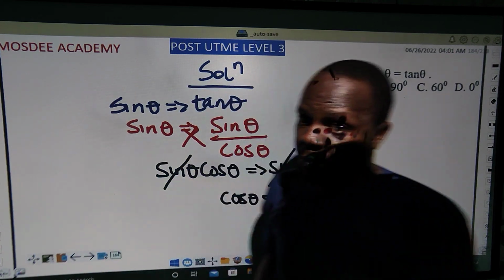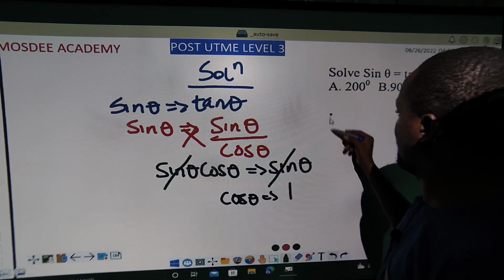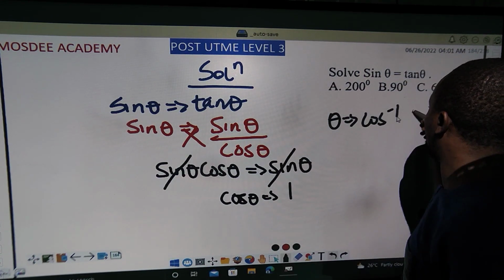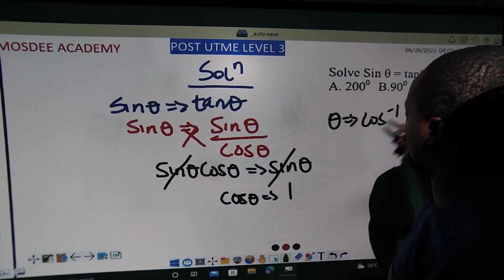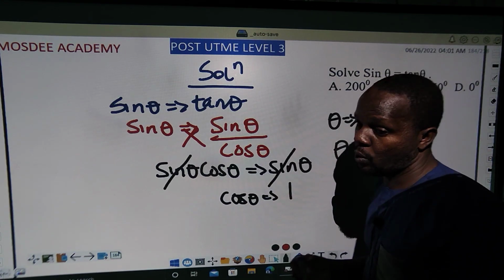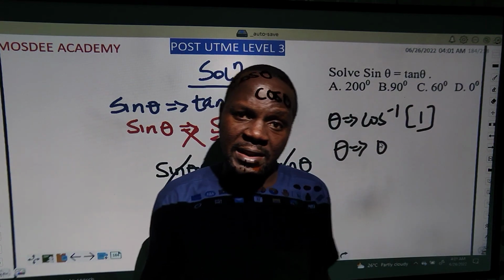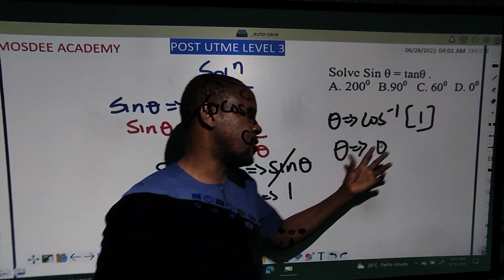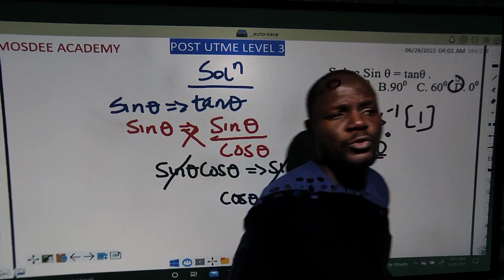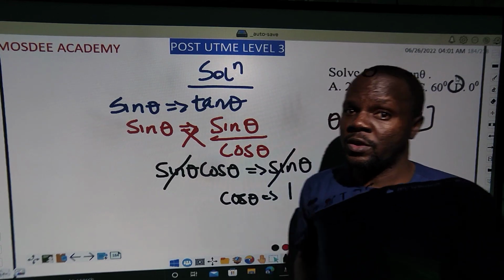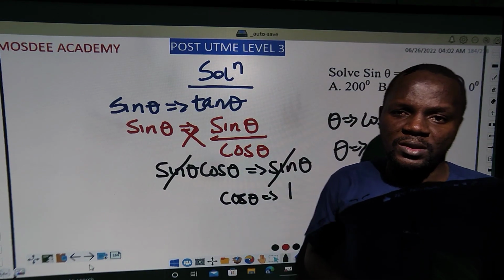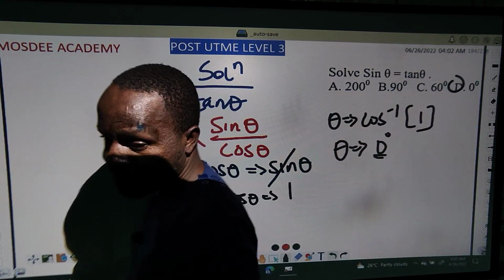From your basic trigonometric classes, you know that to get theta, it will be cos inverse, someone will say arc cos, it's the same thing, of 1. Press shift, and cos inverse of 1 is 0. Cos 0 is equal to 1. You might try that. These are basic things. Sin 90 is 1. Sin 0 is 0. Cos 0 is 1. So theta is equal to 0. But basically, you are not supposed to solve this. On a more serious note, you are not supposed to solve it, because it's when theta is 0 that sin theta is equal to tan theta. Next, please.